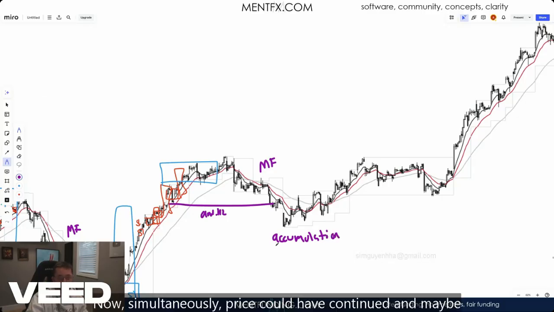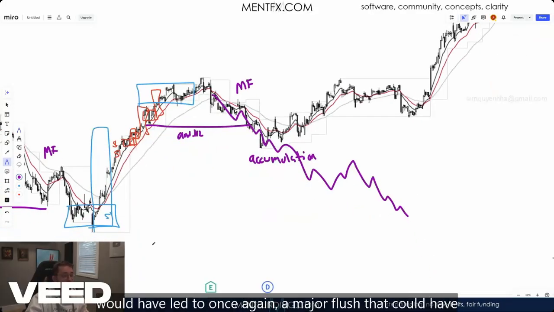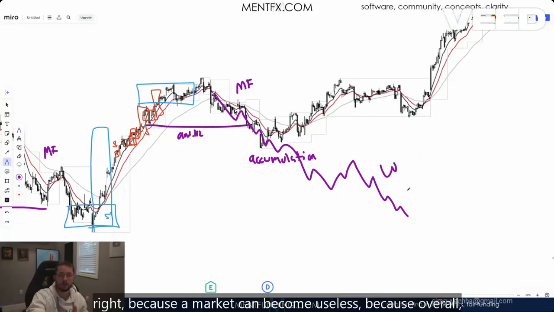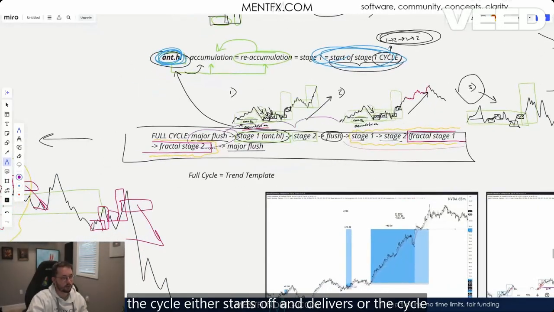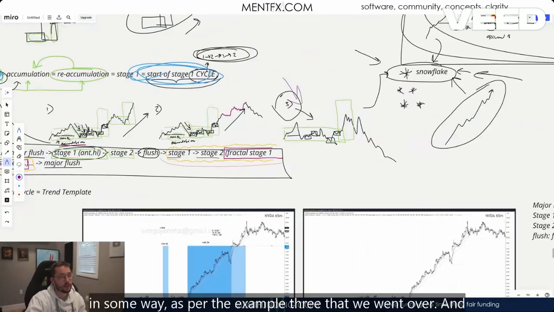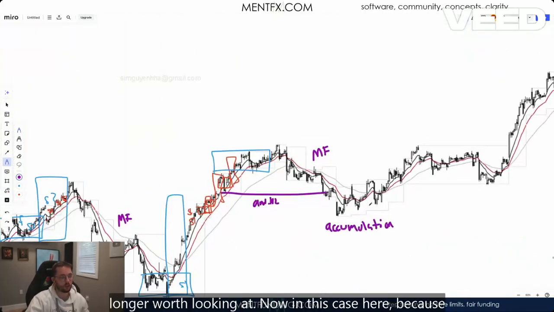Now, simultaneously, price could have continued and maybe continued to fail down. And guess what? That would have led to, once again, a major flush that could have led to a worthless market or a market not worth trading, right? Because a market can become useless because overall the cycle either starts off and delivers, or the cycle doesn't happen, it doesn't start delivering, it maybe fails in some way, as per the example 3 that we went over. And all of a sudden you have a worthless market that's no longer worth looking at.